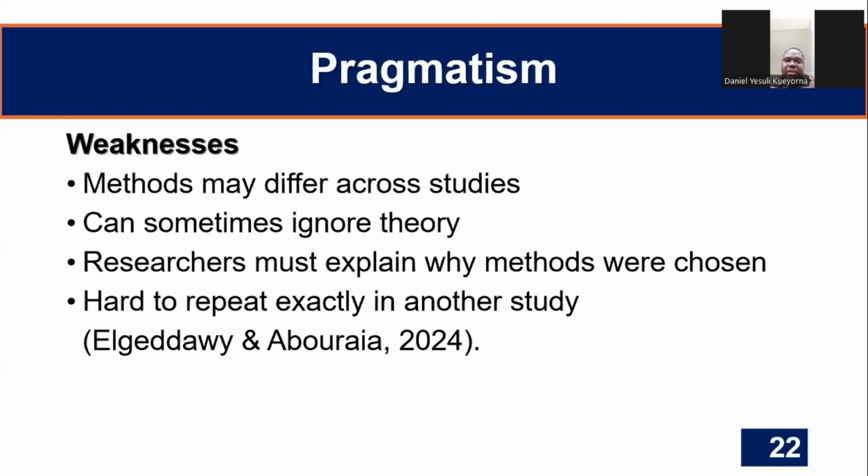So let's look at their weakness. So the method may differ across studies because different groups could be used. And in the same way, a method cannot work for other groups. So it can sometimes ignore theories, as I already said. And so researchers must explain why methods were chosen. That is why the settings are different. Since settings are different, backgrounds are different, hence it will require different methods. So it is hard to repeat exactly in another study because it is not replicable, based on context and sometimes the uniqueness of the individuals in question.